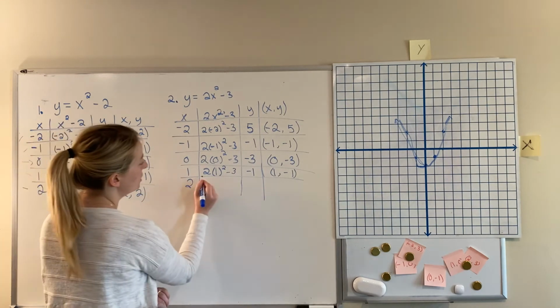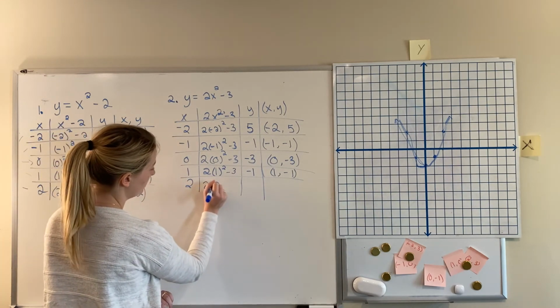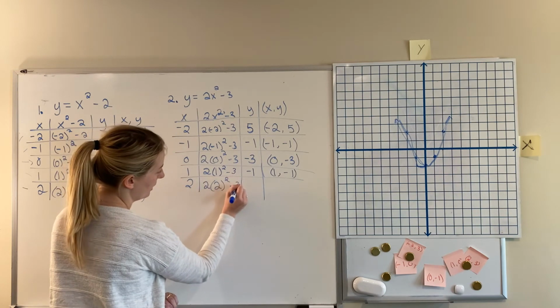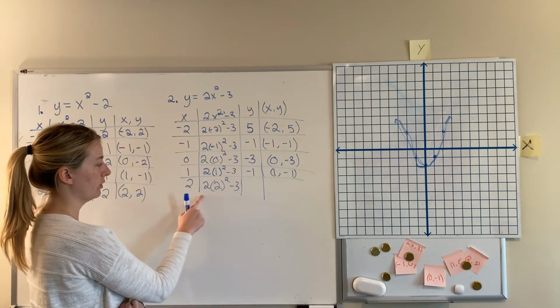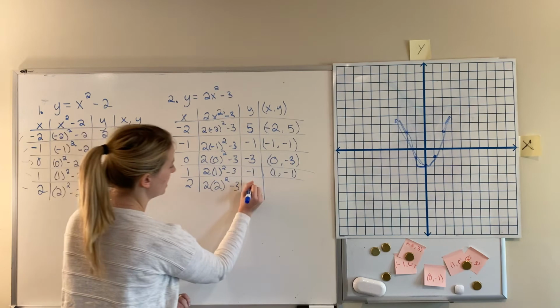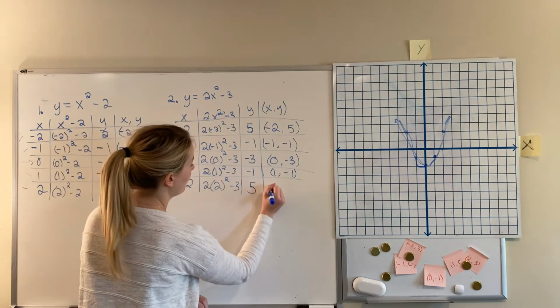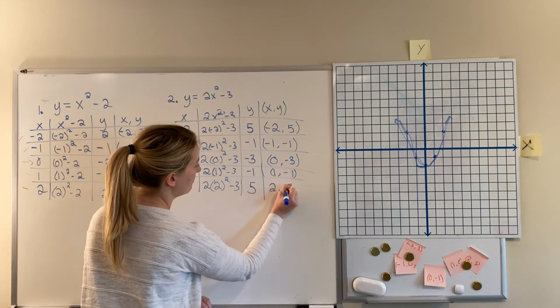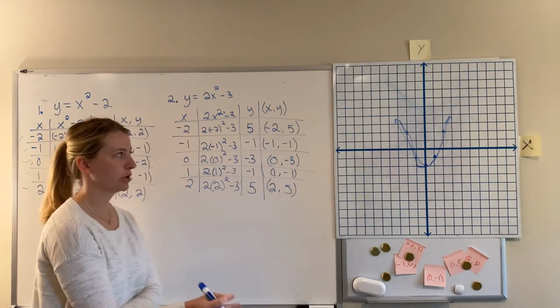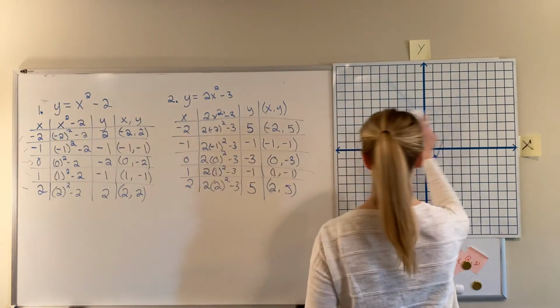So 2 times 2 squared minus 3. 2 squared is 4. 4 times 2 is 8. 8 minus 3 is 5. And my last point is 2, comma, 5. Next step is to graph it.